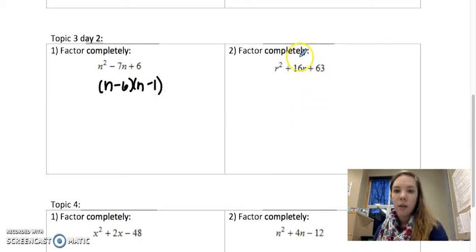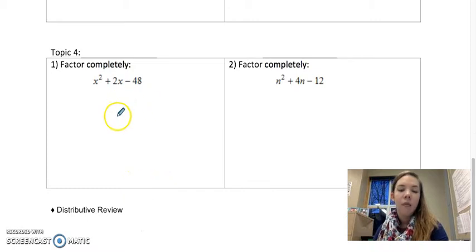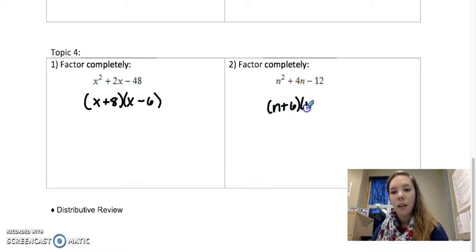Factors of 63 that add to 16 would be 9 and 7. Factors of -48 that add to +2 would be 8 and 6. And I'd want my 8 to be positive and my 6 to be negative. Factors of -12 that add to 4 would be +6 and -2.